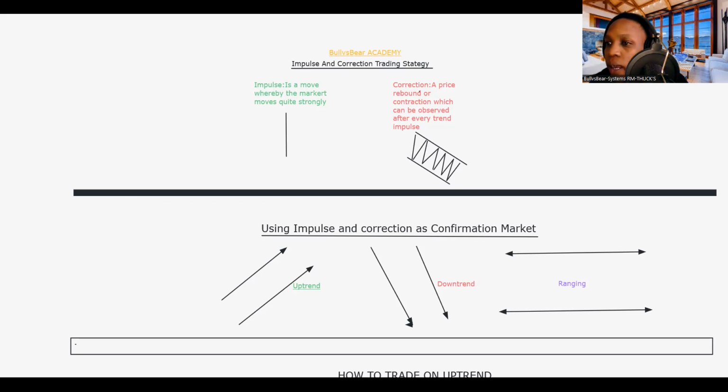I'm exposing the impulse and correction strategy today. So what is impulse? Impulse is a move whereby the market moves quite strong. Correction is a price rebound and contraction which can be observed after every trend and impulse.